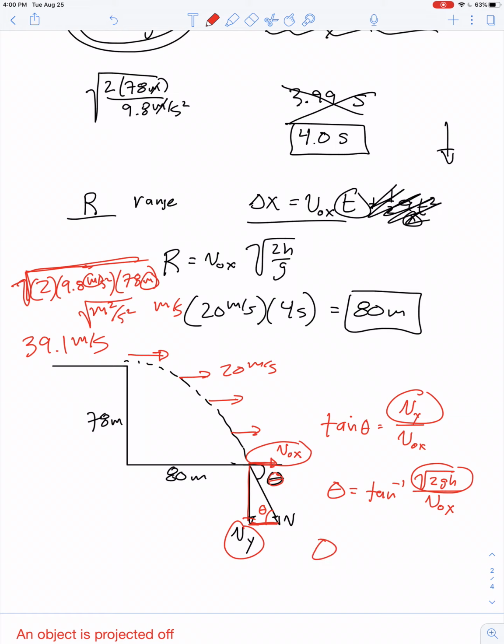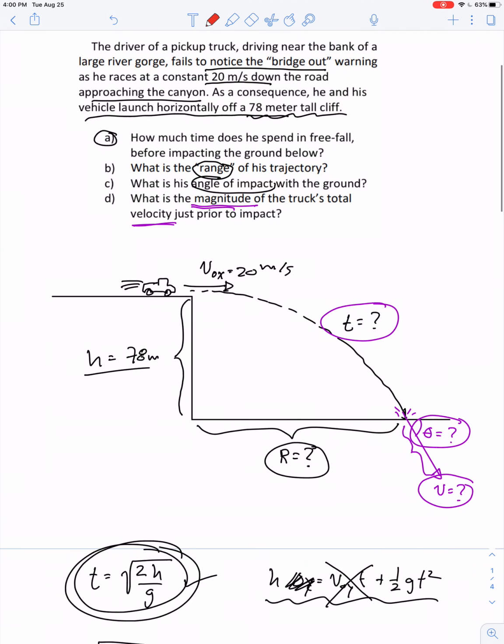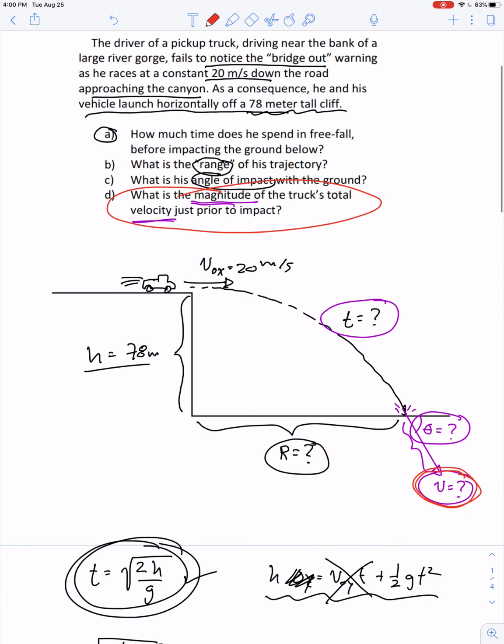Okay, so our angle of impact is the inverse tangent of 39.1 meters per second divided by 20 meters per second. And according to my calculator, that's just about 63 degrees. Have we answered everything? Oh, what's the magnitude of the truck's overall velocity at impact? What's this total speed at an angle?